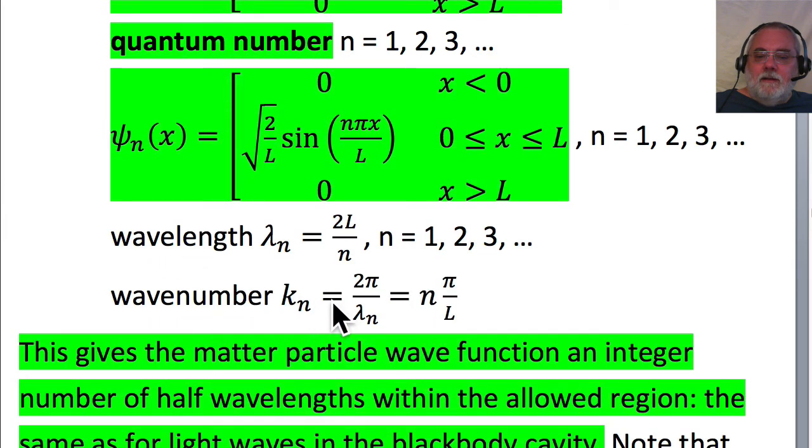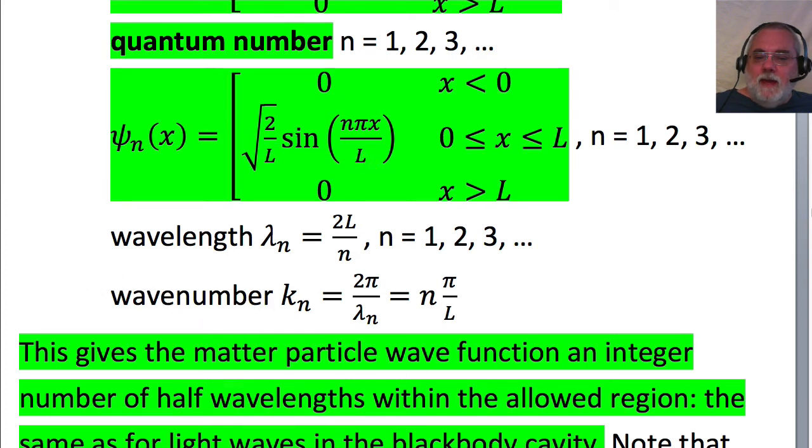k sub n is going to be 2 pi over the wavelength. The wavelength is going to be twice the length of the cavity divided by n, so the wave number k sub n is going to be n times pi over L, and the energy eigenfunction between the walls is going to be square root of 2 over L sine n pi x over L.